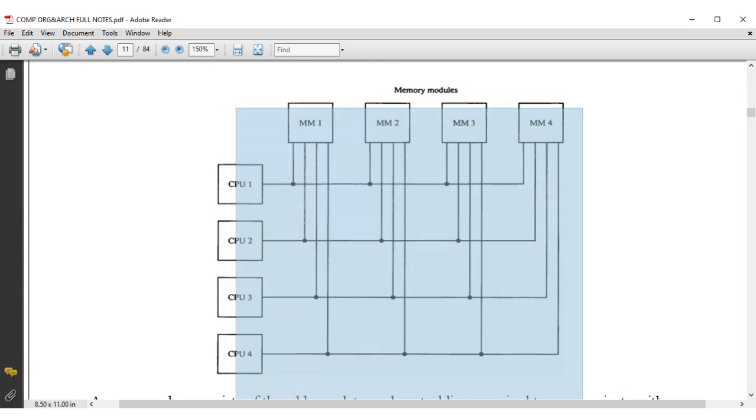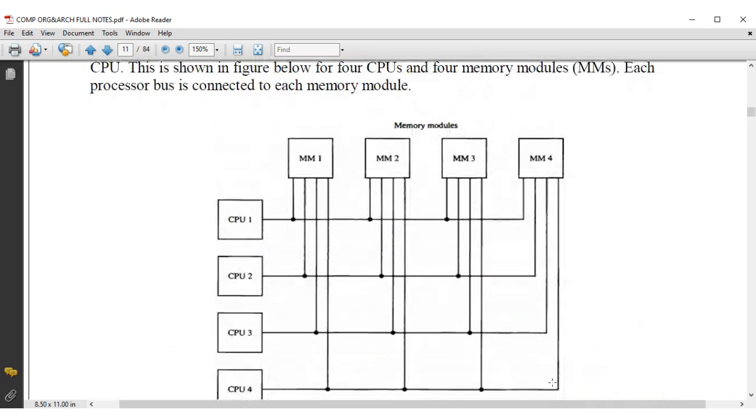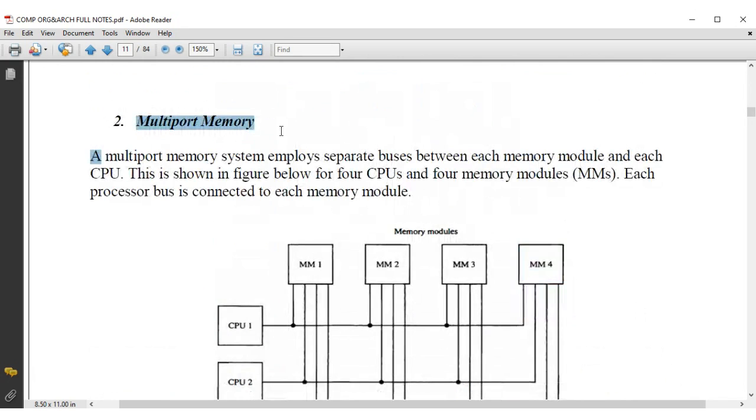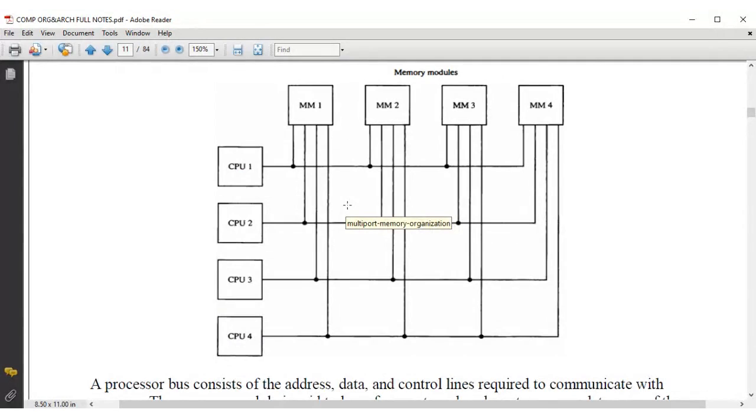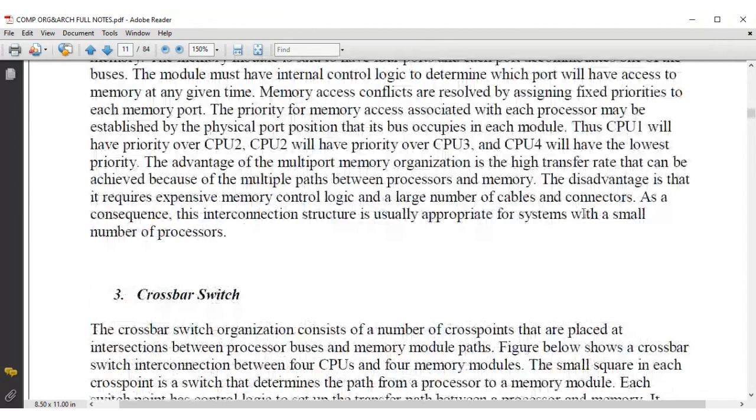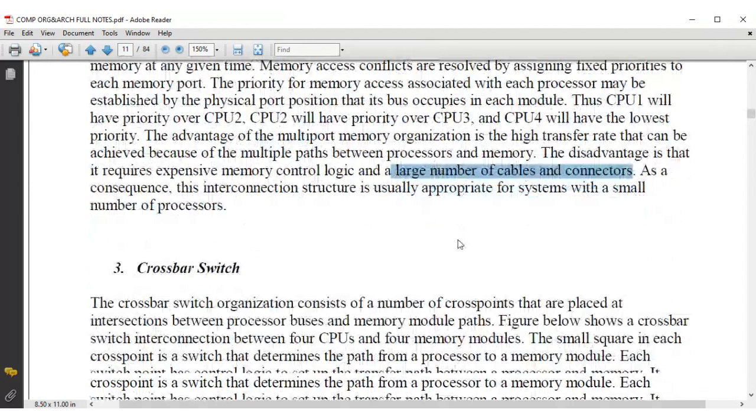Because imagine, this can actually happen: there is a device that hosts a CPU and a memory. Another device hosts a CPU and a memory. Another device, a computer, holds a CPU and a memory. So for all these devices to be interconnected to form a multi-port memory, you need cables. You need cables to connect them. So that's why we are talking about a large number of cables and connectors to implement.